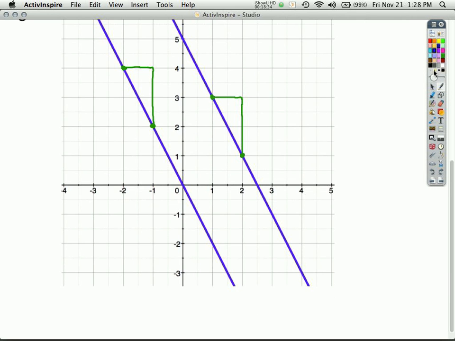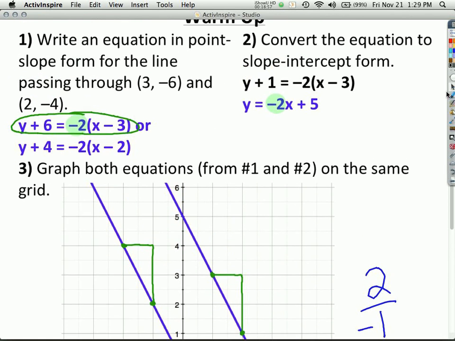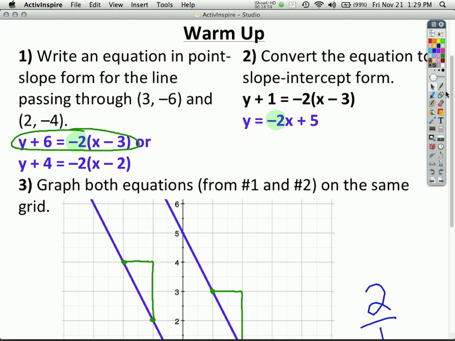For those of you who haven't caught on to that, -2 over 1 is the same thing as 2 over -1. They are the same thing. So you can do the rise negative or you can do the run negative. It doesn't matter. You will get the same result. So the whole point of point-slope form is knowing how to pull the starting point out.